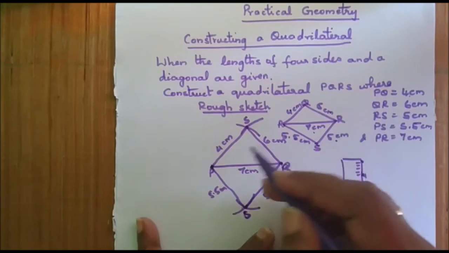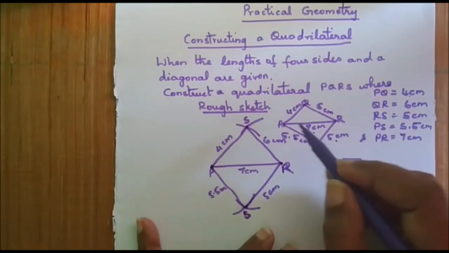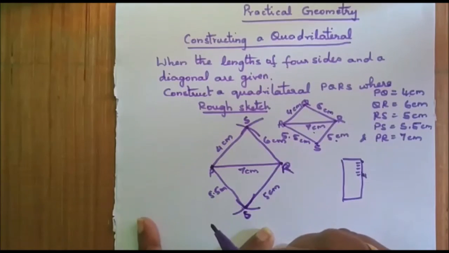I hope you understood. This is how we construct a quadrilateral given the 4 sides and 1 diagonal.